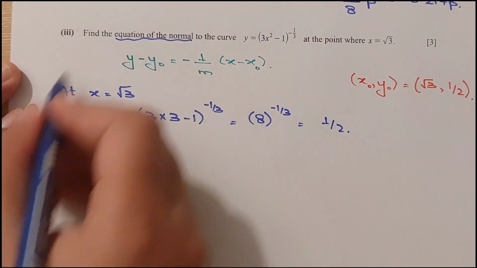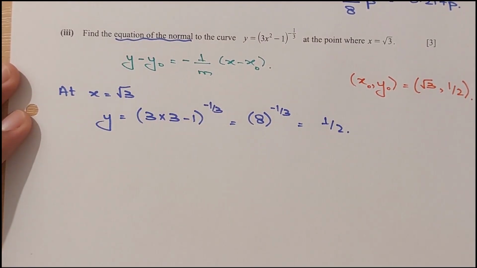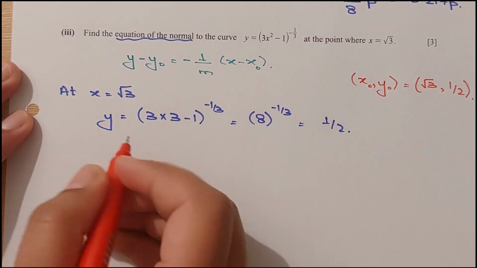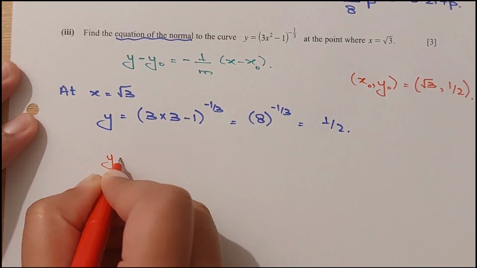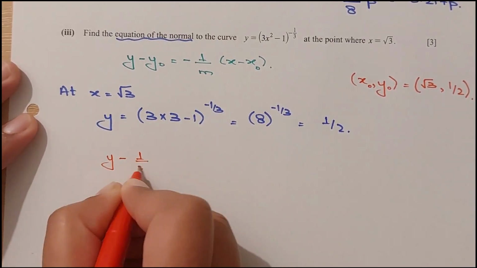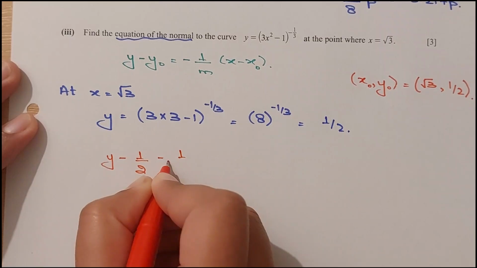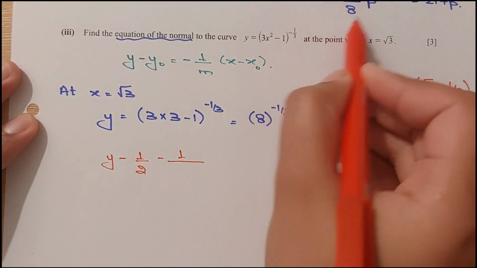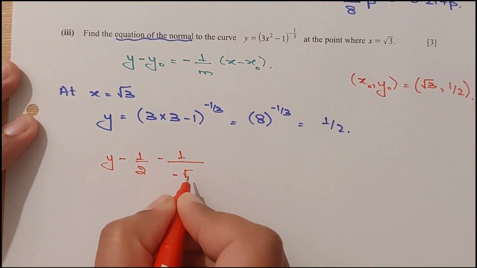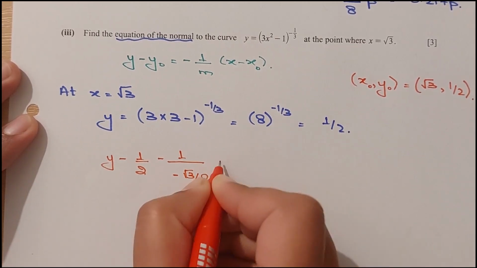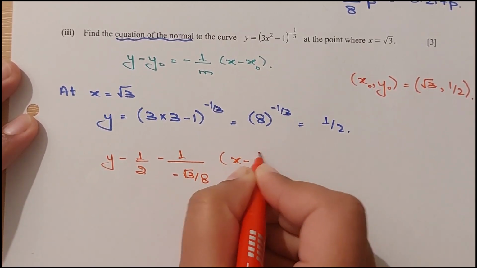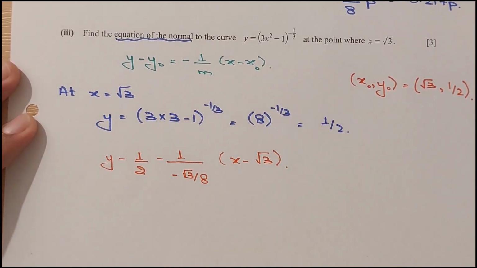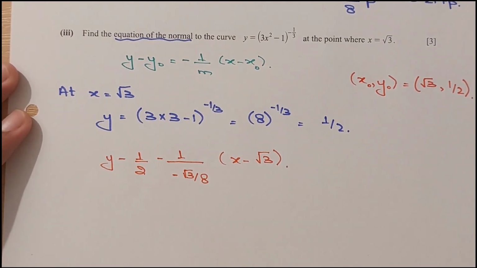This is the m value. Now let me substitute into the equation of the normal. So y minus y naught is 1 by 2, minus 1 divided by the m value. The m value is this: minus square root of 3 divided by 8, into x minus square root of 3. Right. Now let me simplify.